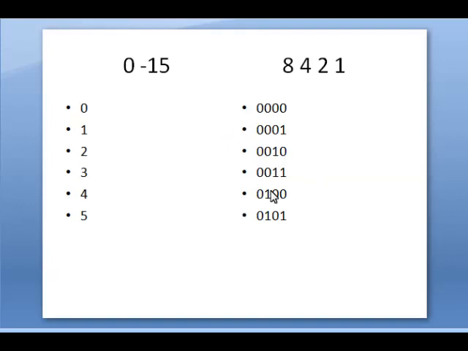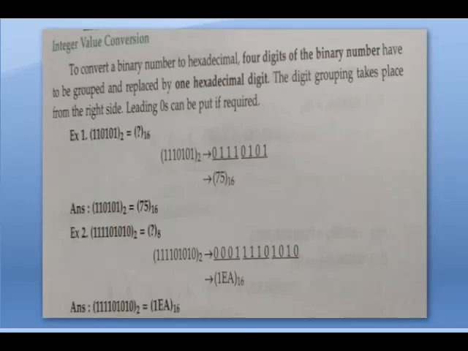Students, now we are going to see how to convert an integer binary value to a hexadecimal value. In the same way that we followed in octal, where we grouped the binary digits in groups of 3 numbers, here we are going to group them as 4 digits. To convert a binary number to hexadecimal, 4 digits of the binary number have to be grouped and replaced by one hexadecimal digit. The digit grouping takes place from the right side. Leading zeros can be put if required. So from right to left we have to group the numbers by 4.